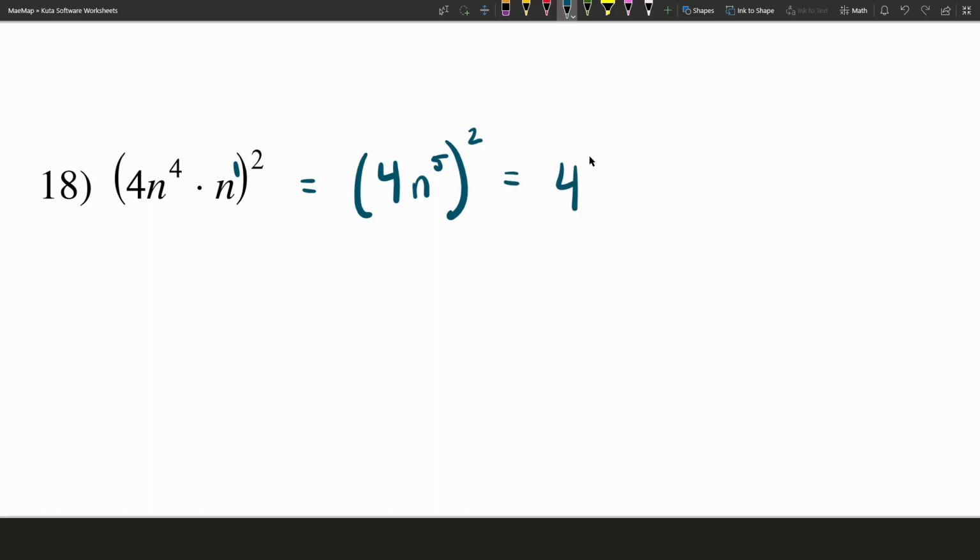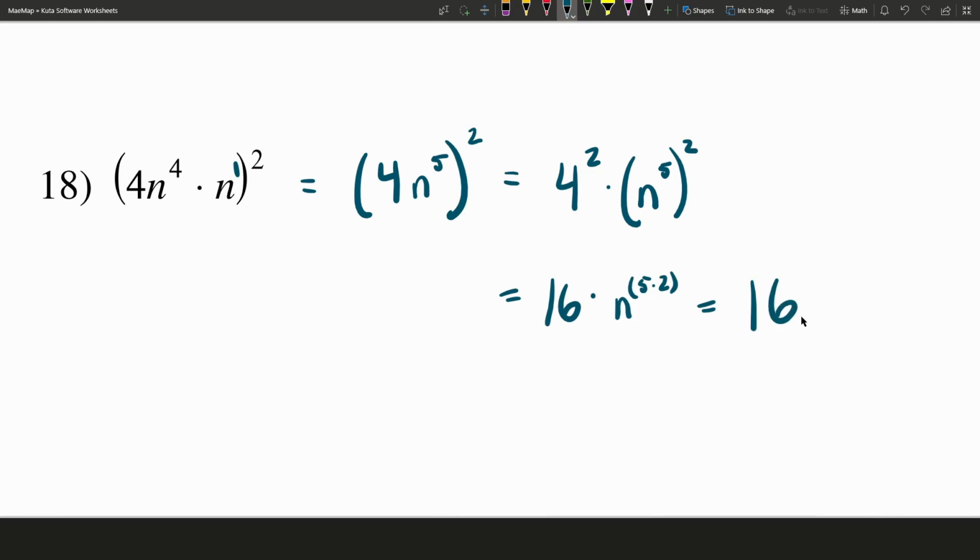So we'll do 4 squared times n to the 5th, that quantity squared. 4 squared is going to be 16, and n to the 5th raised to the power of 2 is n to the 5 times 2, because we multiply those exponents. So this is going to be 16 times n to the 5 times 2, which is n to the 10th. 16 times n to the 10th is our final solution on this worksheet.